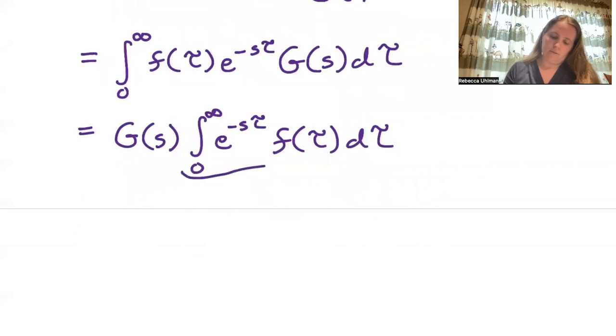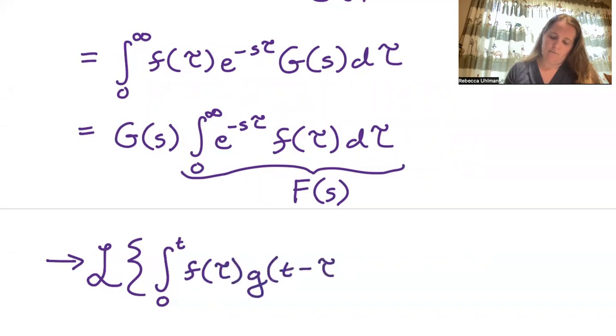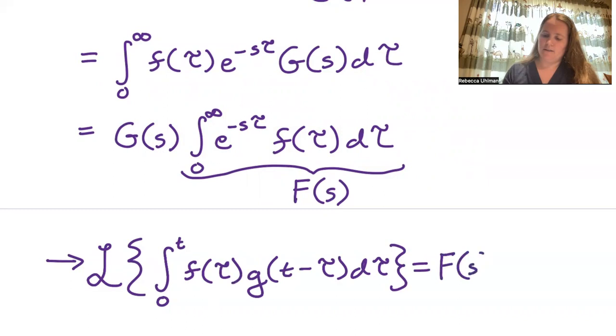This definite integral from 0 to infinity of e to the negative s tau, f of tau d tau, is just the Laplace transform of f of tau. So this is capital F of s. And so we therefore get that the Laplace transform of the definite integral from 0 to t of f of tau times g of t minus tau d tau is indeed equal to capital F of s times capital G of s.